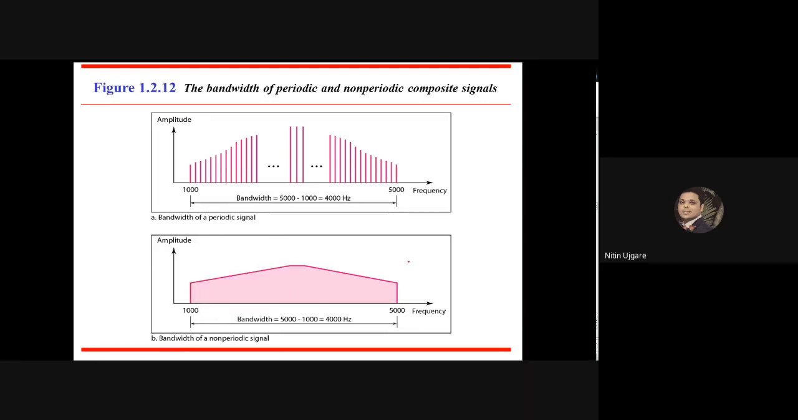So we just take a difference of it from highest minus lowest. So 5000 minus 1000 will give me the 4000 hertz as the bandwidth of this periodic signal. Even the same process is used to calculate the bandwidth of the non-periodic signal as well. Here the lowest frequency is 1000 hertz and the highest frequency of this signal is 5000 hertz. So take the difference of it and again we'll get the 4000 hertz as the bandwidth of this signal.